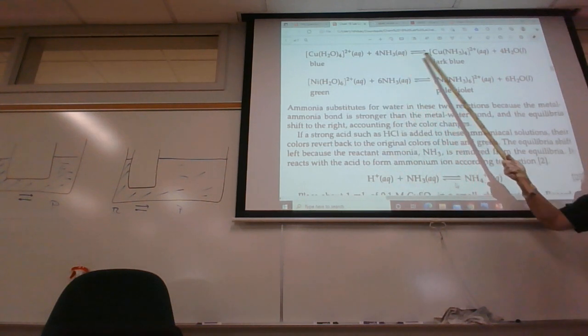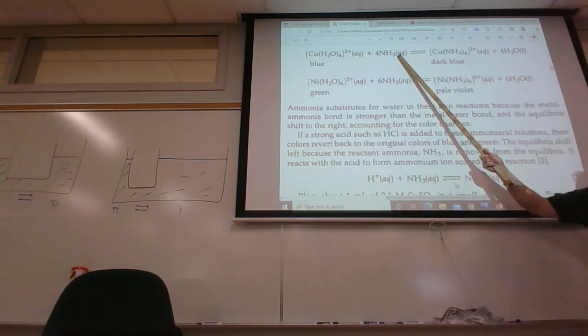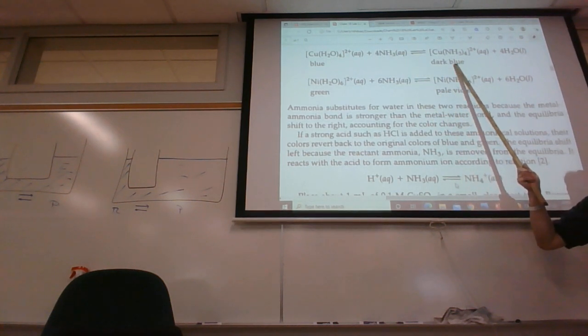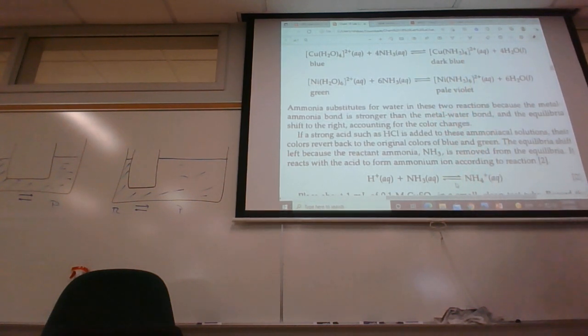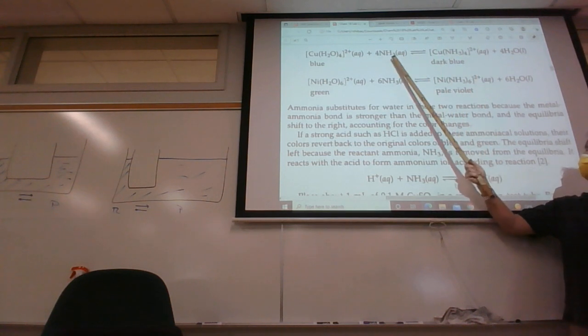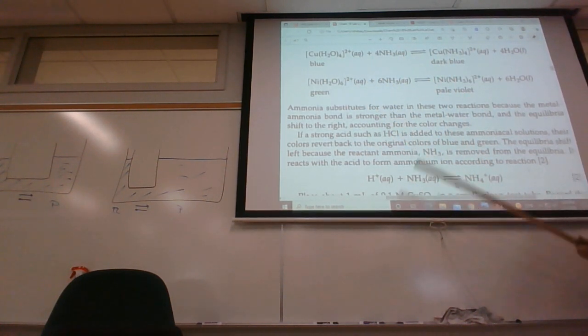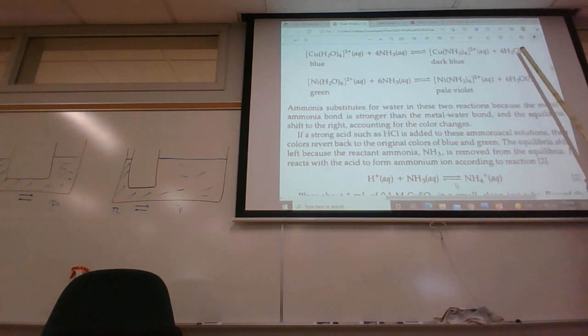We could shift it further to the right. If I want to shift it further to the right, I just keep adding more ammonia. The more ammonia I add, the more it shifts to the right, dark blue. This is Le Chatelier's. The other thing we could do is shift this back to the left. How could we shift it back to the left?